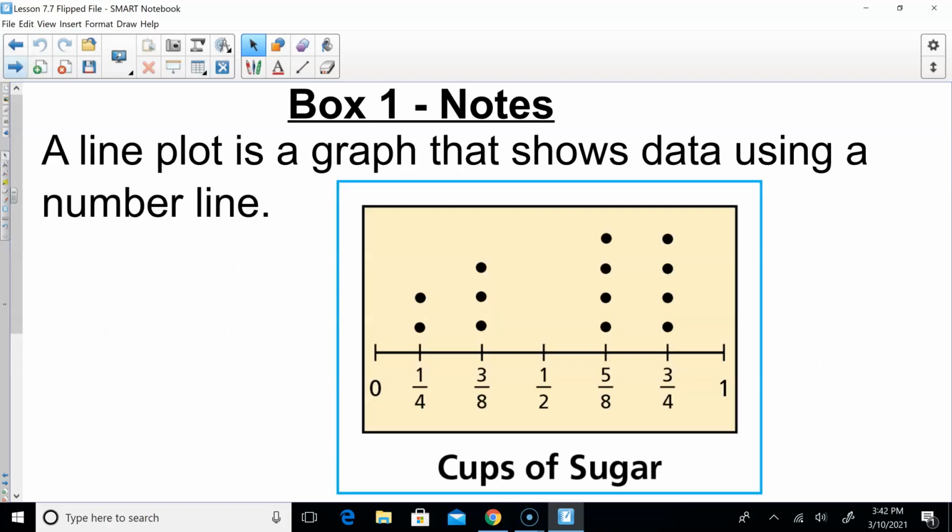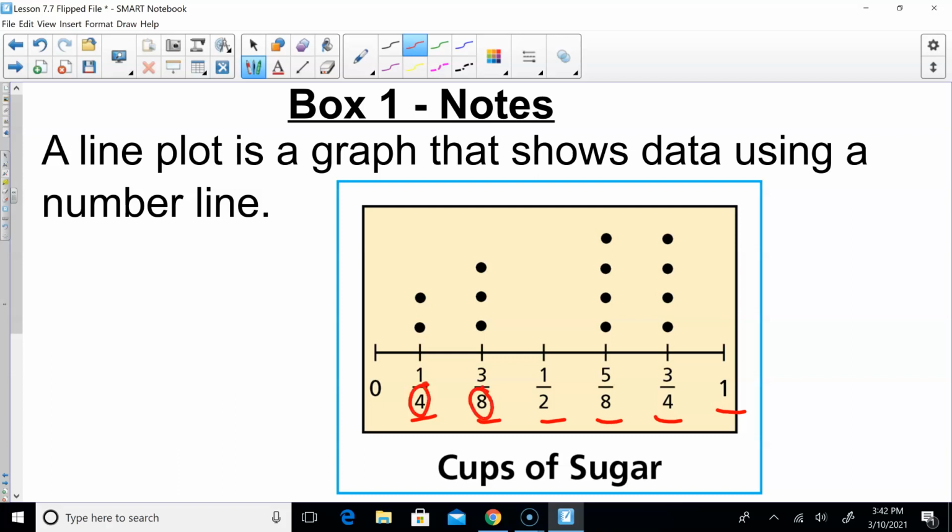And now, what is a line plot? We've seen these before. We probably should have mentioned this a long time ago when we first showed them, but a line plot is a graph that shows data using a number line. And now you see ours contains a whole bunch of fractions. Down here, we see we have the fractions 1/4, 3/8, 1/2, 5/8, 3/4, and 1. So we're seeing number lines that have fractions, and we even notice that all these fractions do not have the same denominator. But the good news is we know we could make all of these fractions with the same denominator to find equivalent ones.